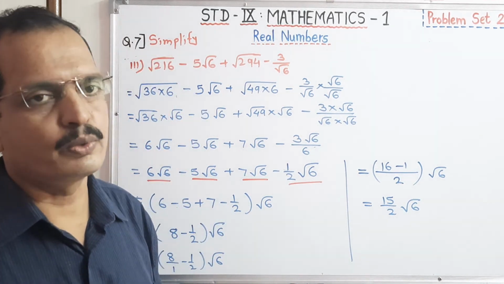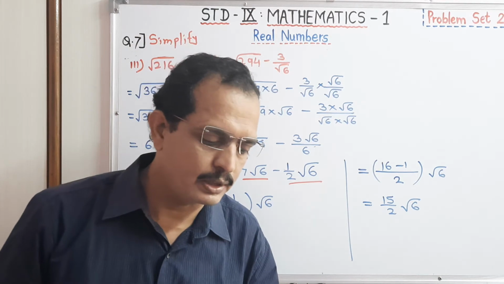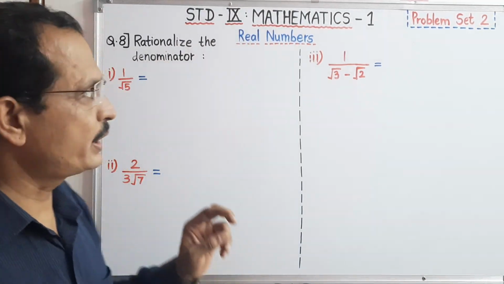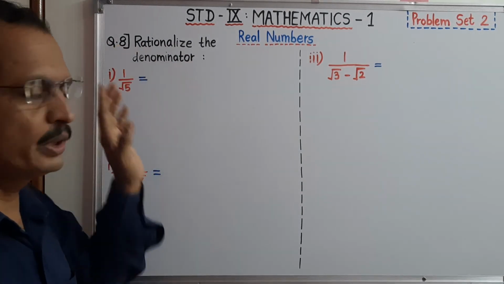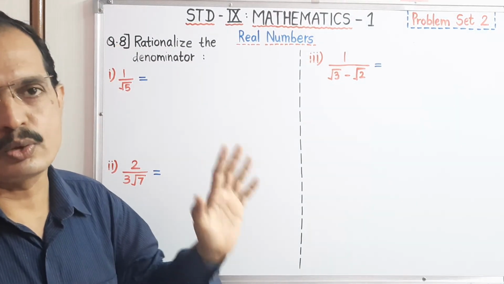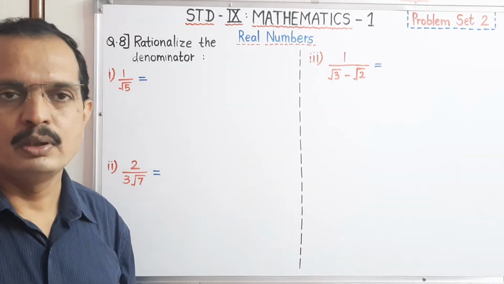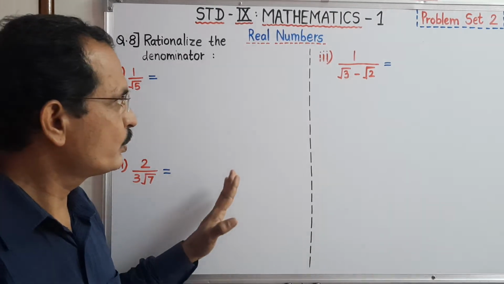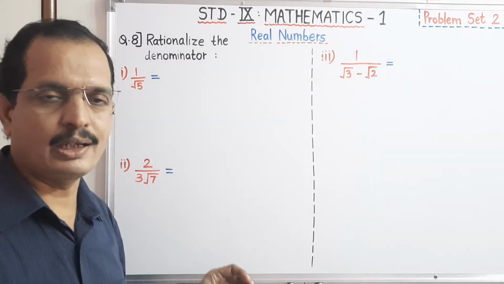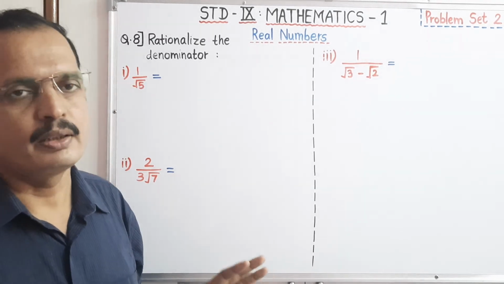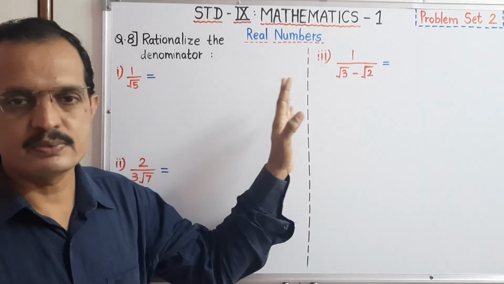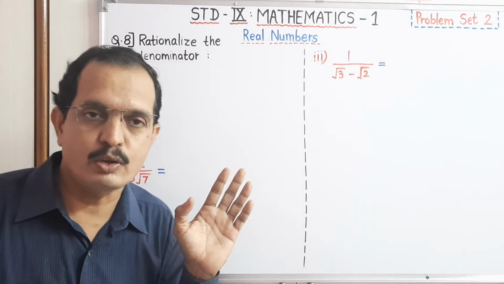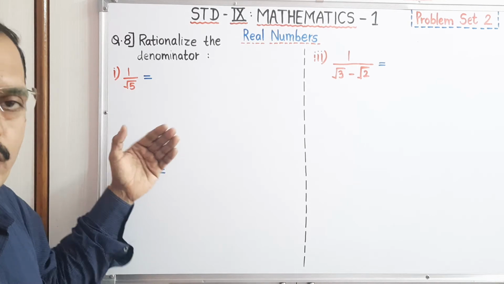Now dear student, we have to see the last question, question number 8. Rationalize the denominator. In that question, there are a total of 5 sub-questions given, but only 3 we have to solve. The last 2, that is the 4th one and the 5th one, are reduced this year. Therefore, we have to see only these 3 sums. Now see here, 1 upon root 5. We have to rationalize the denominator, as I have already explained to you.